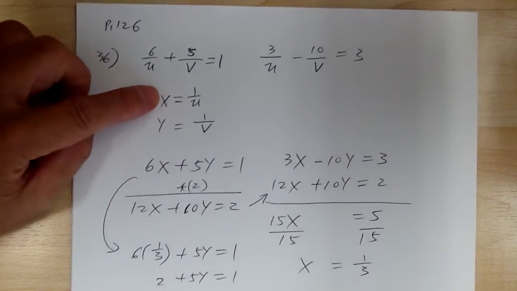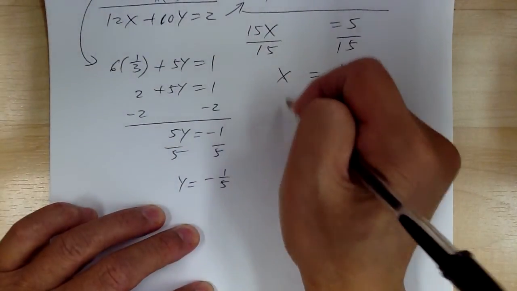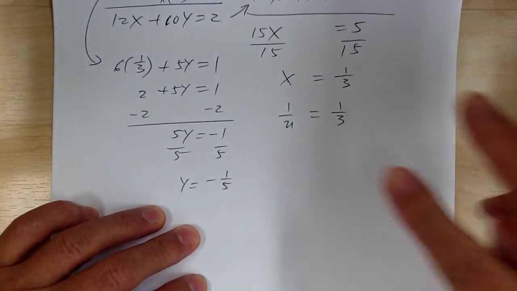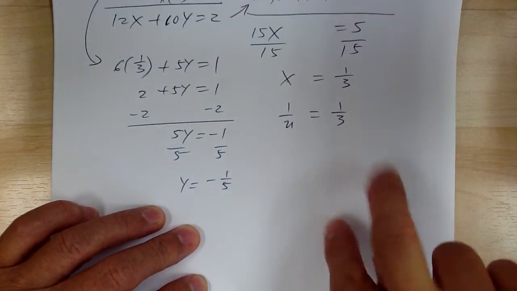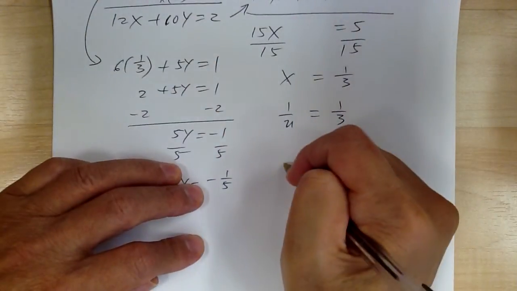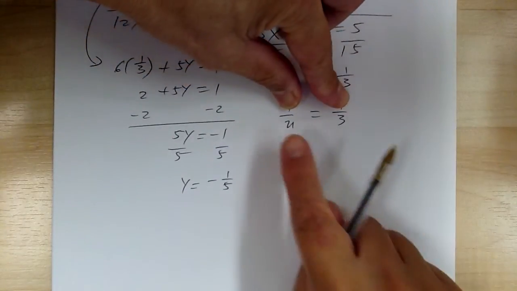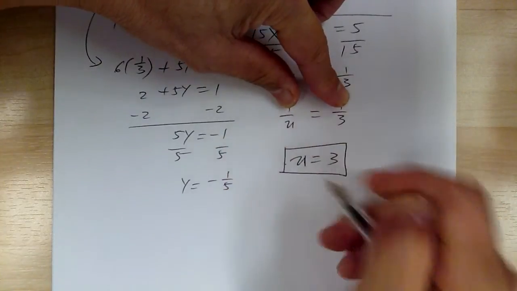So what does it say over here? It says x equal to 1 over u. So you have to substitute back. So x is 1 over u. So 1 over u equal to 1 over 3. Now to solve this, you can just crisscross multiply, or you can flip both upside down, or you can just make the comparison. So 1 matches up with 1, so u matches up with 3, so u equal to 3. And that's how you get the u.